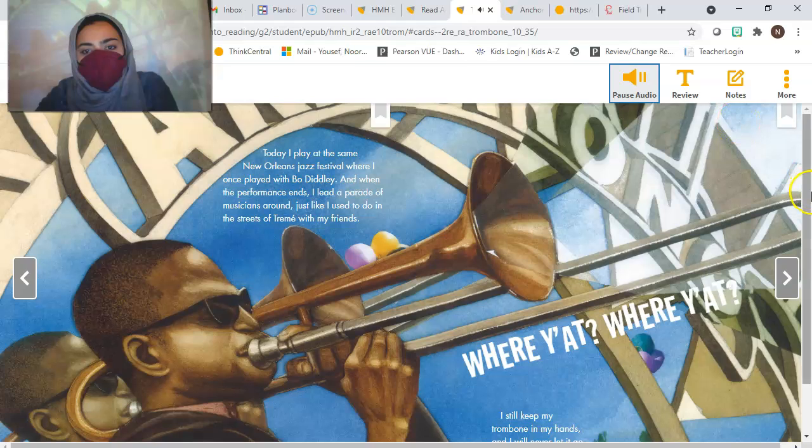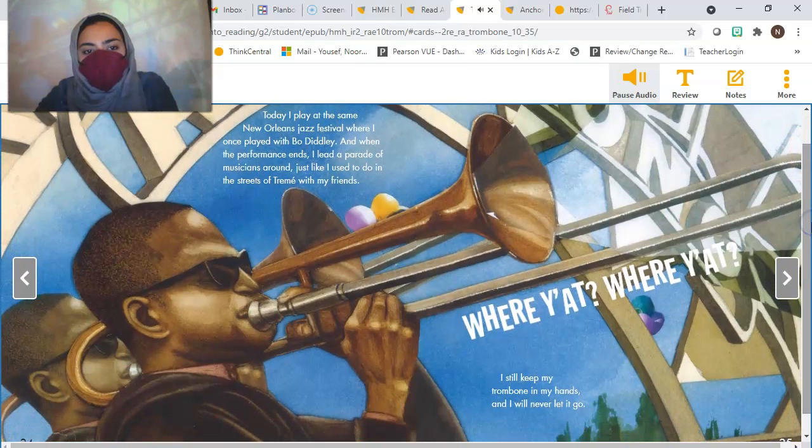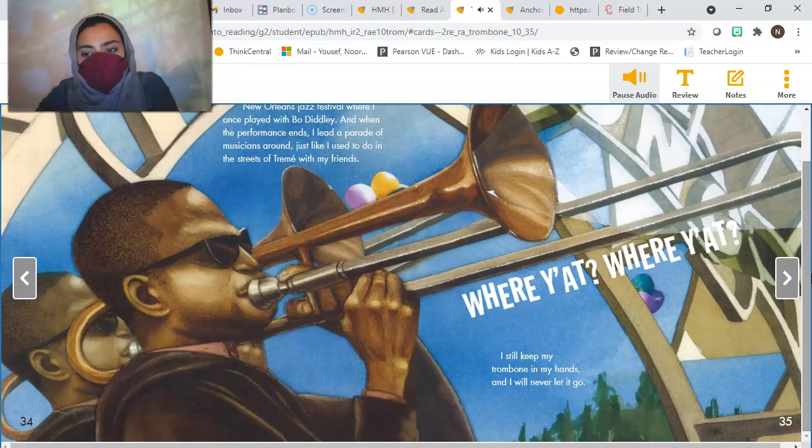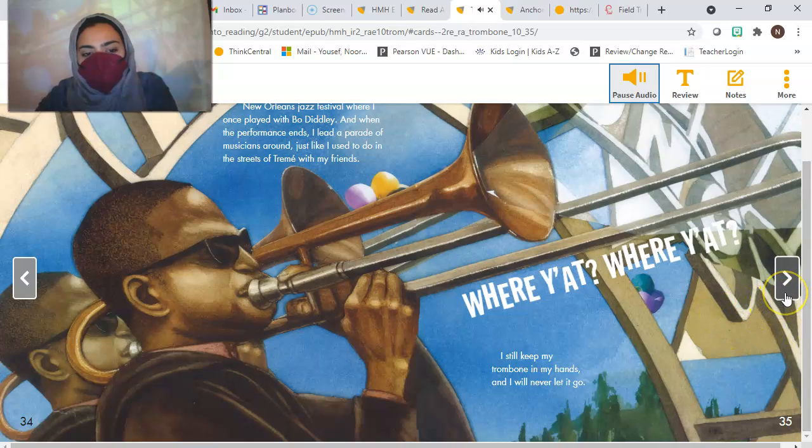Today, I play at the same New Orleans Jazz Festival where I once played with Bo Diddley. And when the performance ends, I lead a parade of musicians around, just like I used to do in the streets of Treme with my friends. Where ya at? Where ya at? I still keep my trombone in my hands, and I will never let it go.